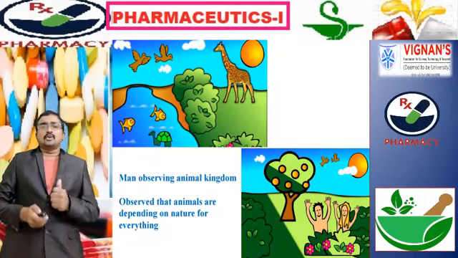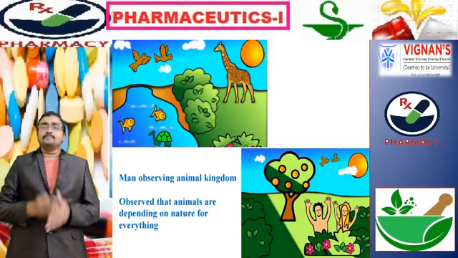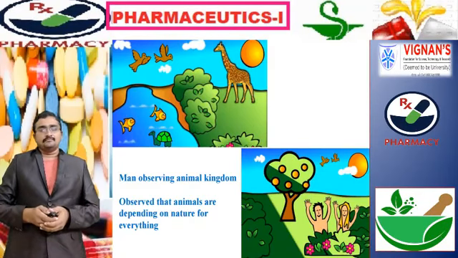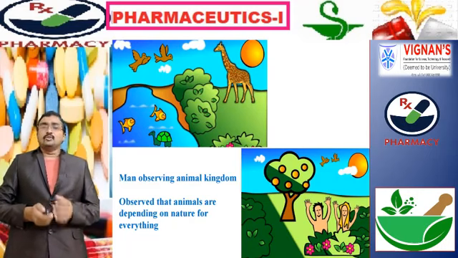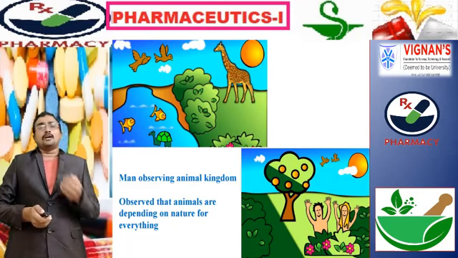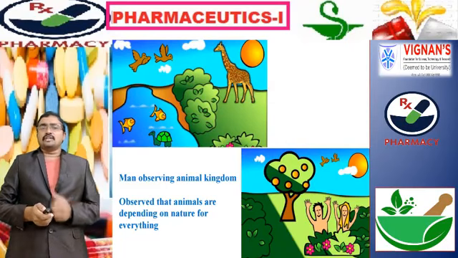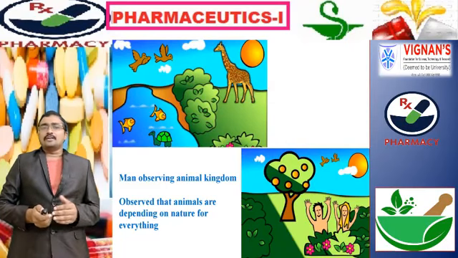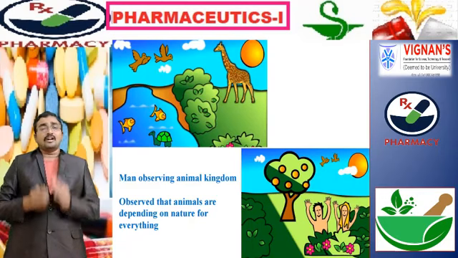Man slowly observed the animal kingdom. So I will start with the history. In ancient days, we did not have any medicines, and animals also did not have any medicines. So what did they do in the ancient days when human life started? Slowly man observed the animal kingdom and saw that animals depend on nature every time and for everything.